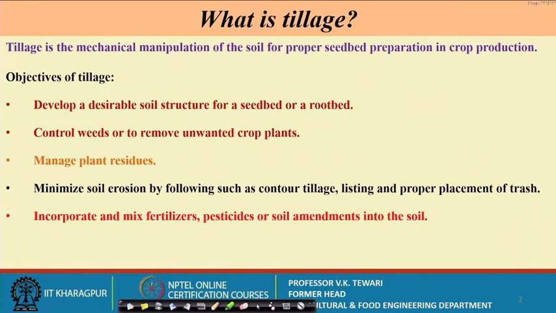Manage plant residues. Yes, there could be residue from a previous crop, and when we are taking the field operation, first ploughing or preparing the field, there could be some residues there. Now, we would also like to manage those residues and conserve the moisture for the second crop. So, this is another requirement. Minimizing soil erosion by contour tillage, listing and proper placement of trusses. Now, this also helps us.